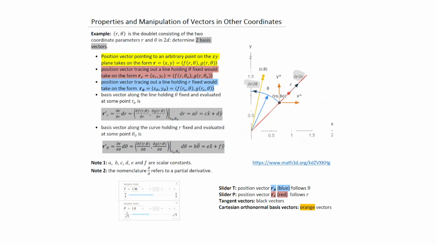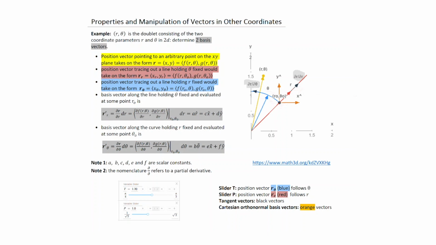Okay, so we want the basis vectors at this location, but in this new coordinate system. We know that one will be pointing along here, and one will be pointing along here. The one pointing along here would be a tangent line, and this tangent line would be holding r fixed. Here's another one, the red one. The black arrows represent the unit vectors, or basis vectors, in this new coordinate system. In this case, it would be along this line here.